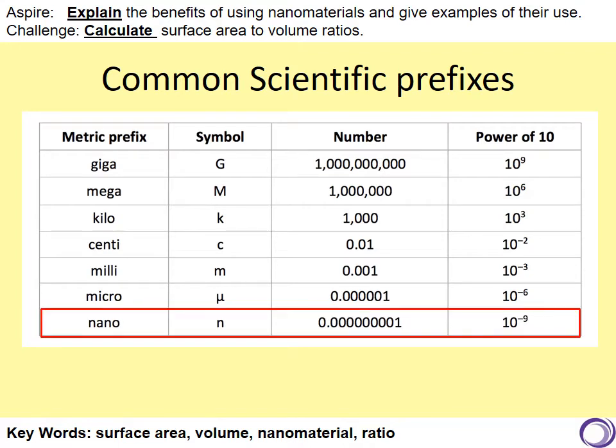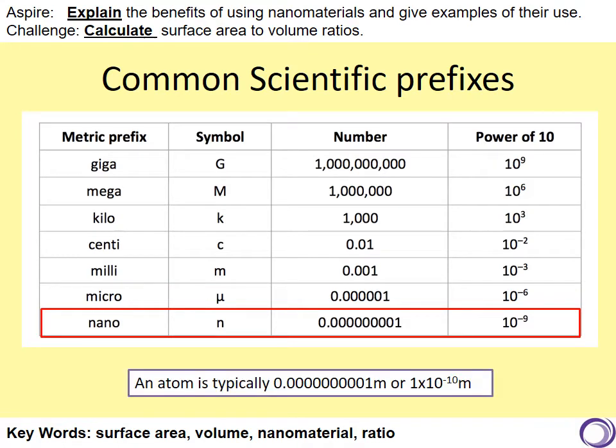So today's lesson, we're going to look at nanoscience. So this is particles that are round about 10 to the minus 9 meters. And just to put that into some context, an atom is typically 1 times 10 to the minus 10 meters. So nanoparticles are bigger than atoms and will typically consist of 1 to 200 atoms.